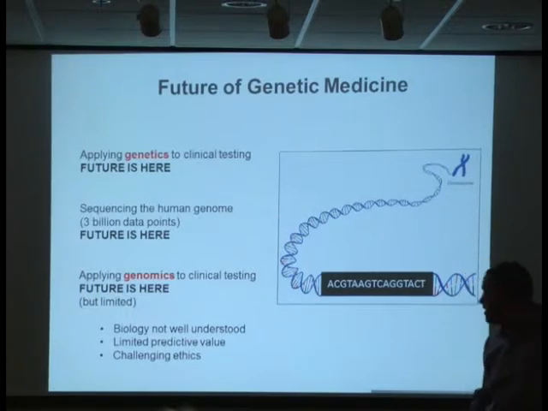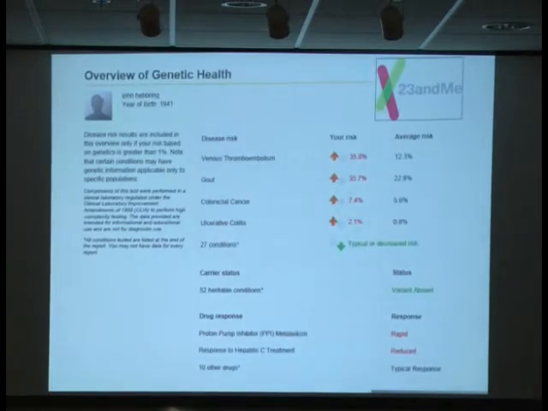One of the challenges is that the biology is not well understood. And as I mentioned previously, there's limited predictive value. I showed you this figure before. There are thousands of genetic variants that are associated with hundreds of human conditions. But again, most of these are not in genes, so we don't know what they do. And most of them have very modest effects when it comes to predicting this.